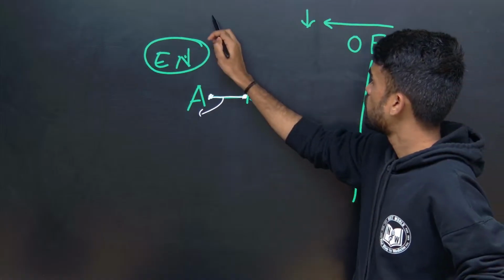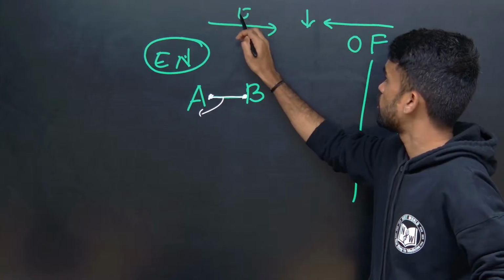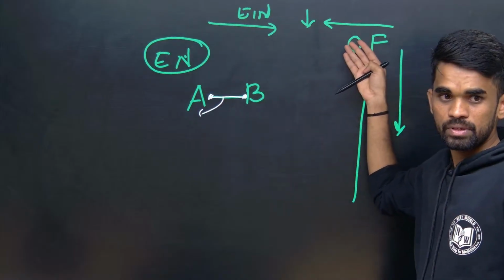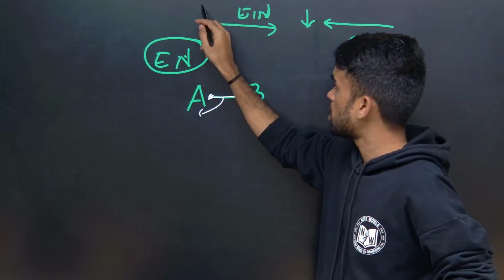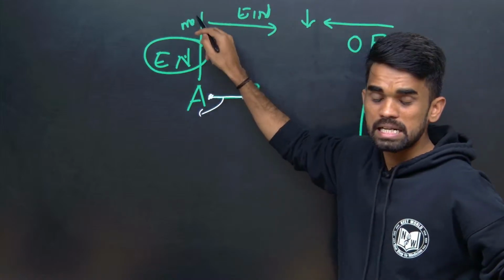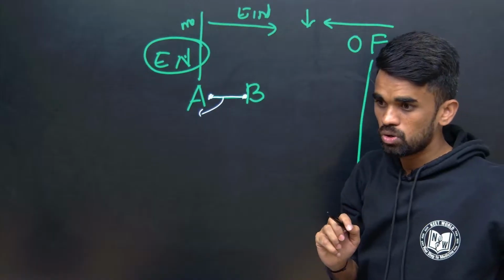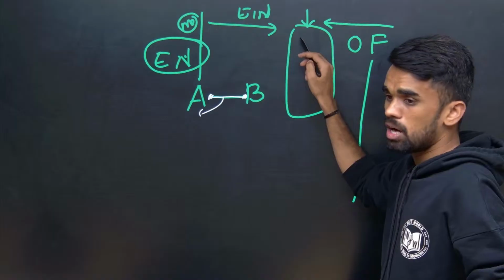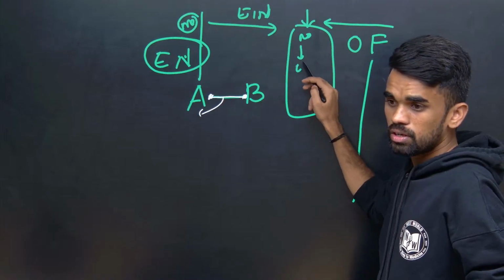So can I say from left to right, from S block to P block, electronegativity increases. So what are S block elements? Metals, and metals are electropositive. Here we have P block elements, non-metals, which are electronegative.